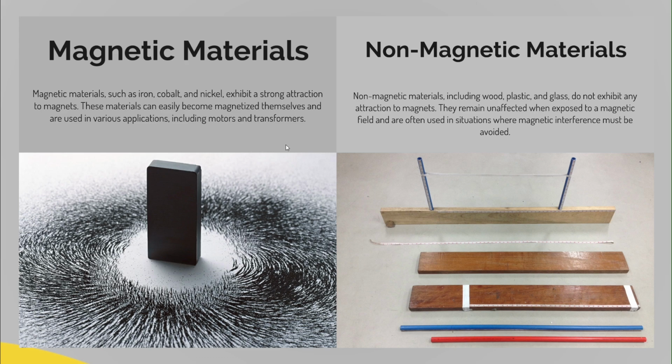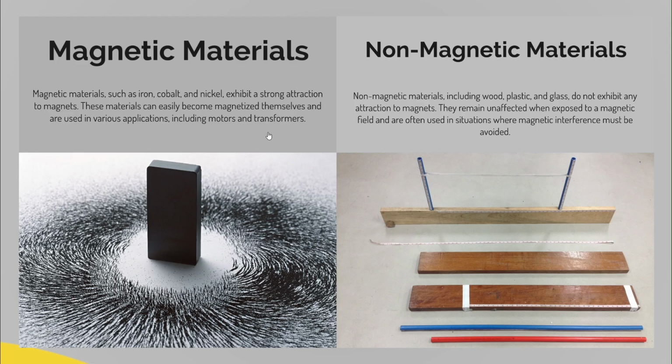So, magnetic materials and non-magnetic materials. Magnetic materials such as iron, cobalt, and nickel exhibit a strong attraction to magnets. These materials can easily become magnetized themselves and are used in various applications, including motors and transformers. So, in motors and transformers, these magnetic materials are used.